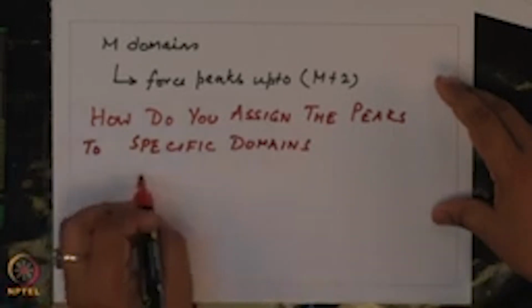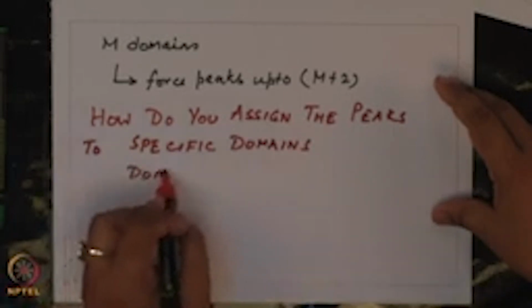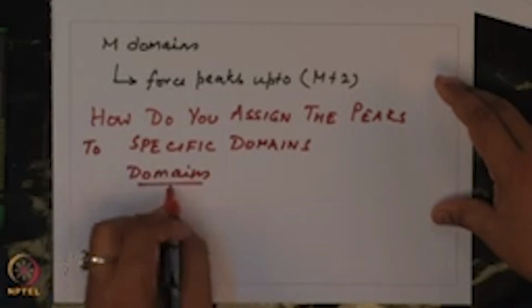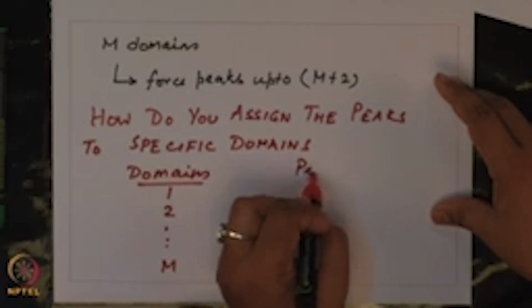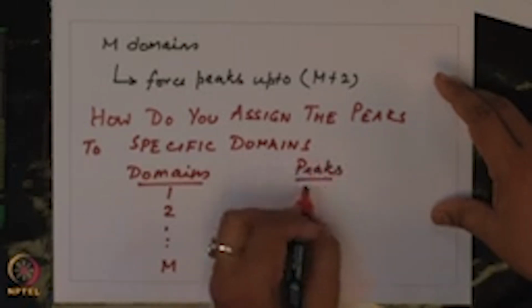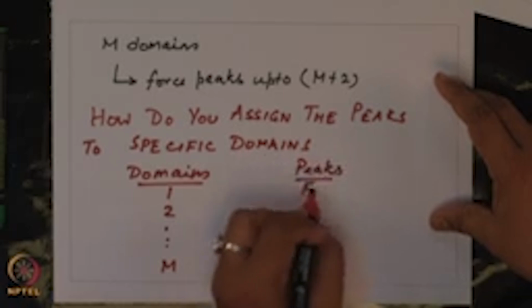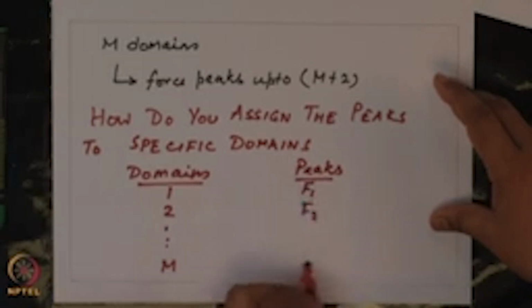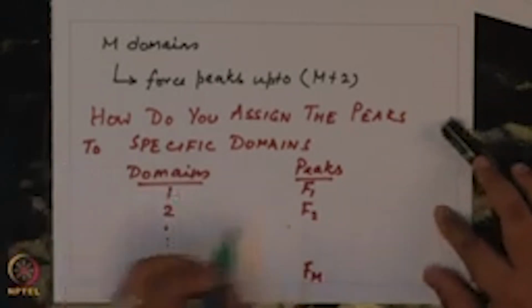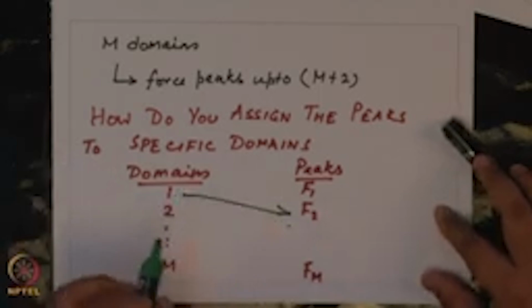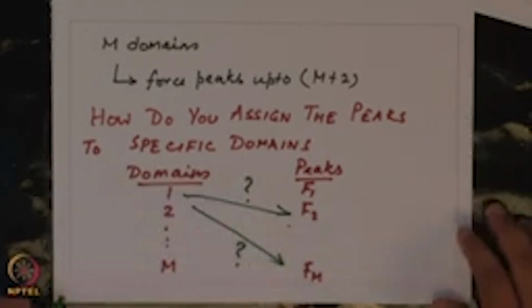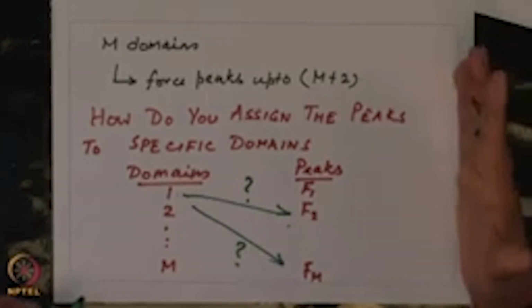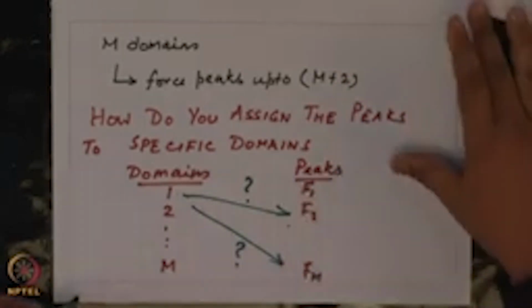In other words, you had these domains, 1, 2 up to M, and you have peaks F1, F2 up to FM. You do not know whether domain 1 corresponds to, let us say, F2 or to FM. So, you do not know that. That is the challenge. How can you assign the peaks to specific domains?